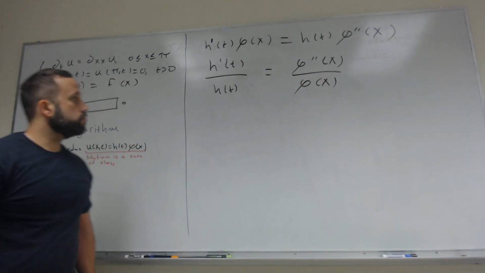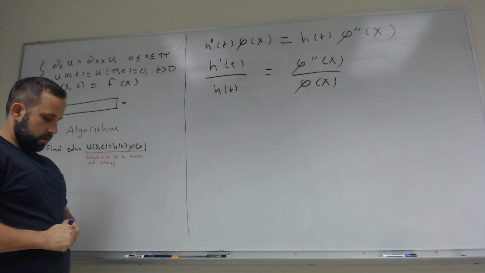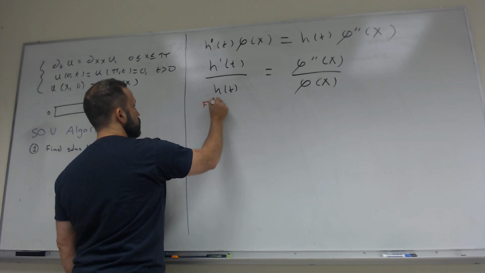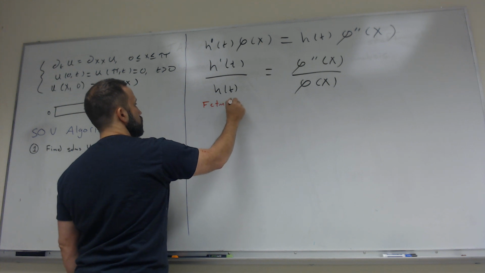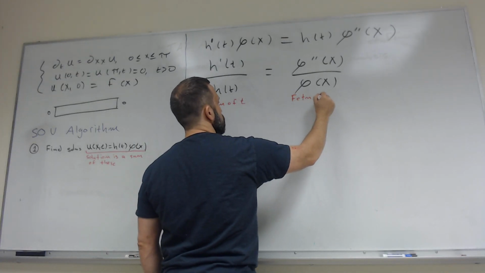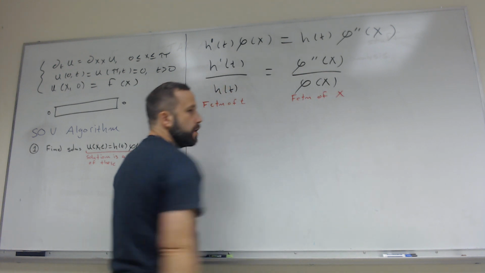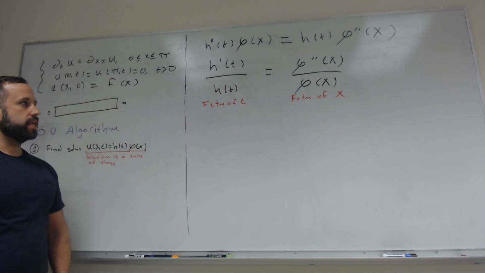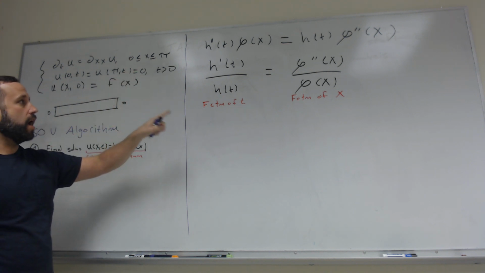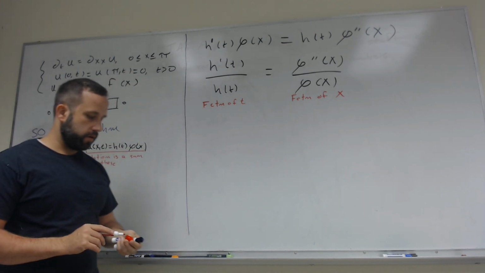Okay, so now notice what we have here. On the left-hand side, this is a function of t. On the right-hand side, this is a function of x. And we're saying that for all values of t and x, or at least x between 0 and pi and t greater than 0, for all of these values, these two functions are equal to each other.